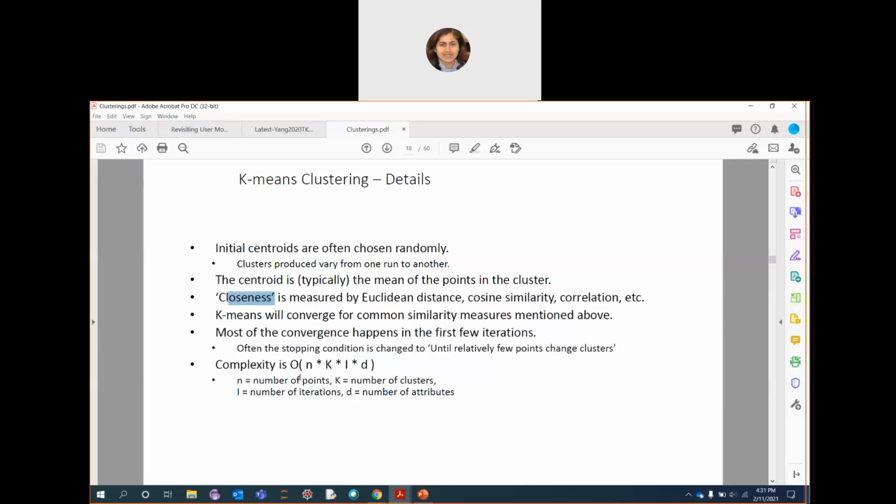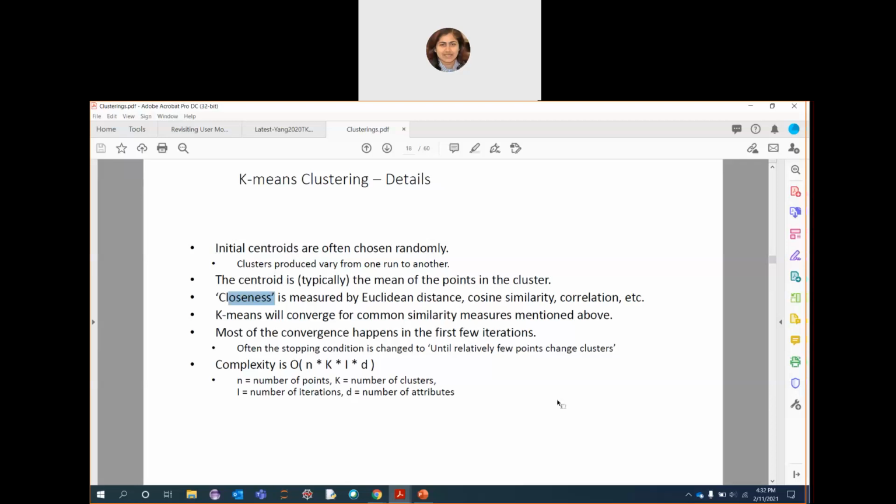Then most of the convergence can happen in the first few iterations. So convergence means what? The stopping condition actually, when there will be no change in the mean values. That is called your convergence or the stopping condition, and it can happen in the first few iterations.